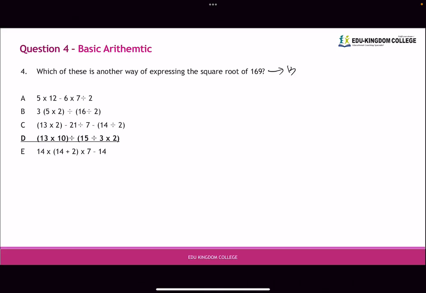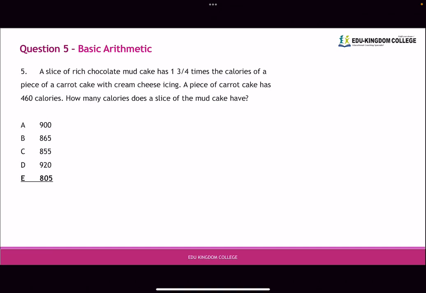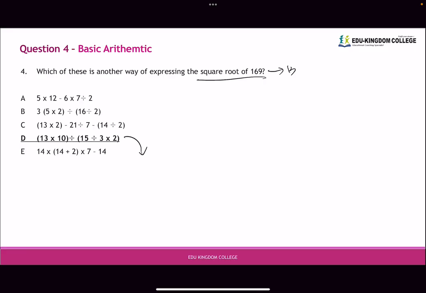Now, which of these is another way of expressing the square root of 169? So that's 13. The square root of 169 is 13, which leads us to option D as the correct answer. So we'll just double check that. Make sure you're getting your BODMAS correct.